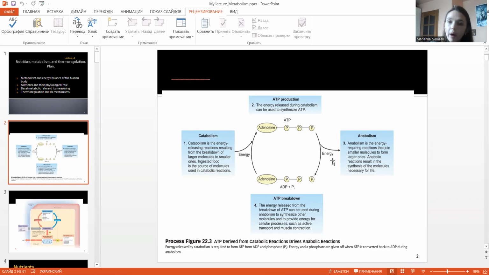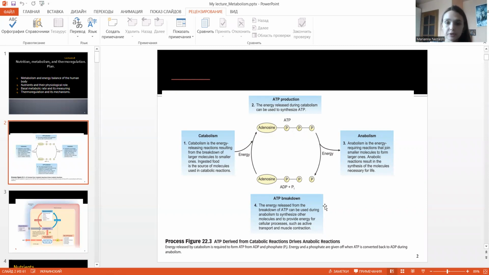Anabolism is an energy-requiring reaction that joins smaller molecules to form larger ones. Anabolic reactions result in the synthesis of the molecules necessary for life. For instance, in our body, amino acids will connect to each other and together they will build a protein. The third process is ATP breakdown.